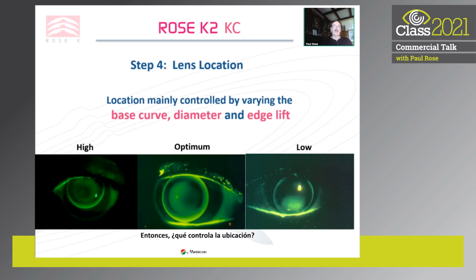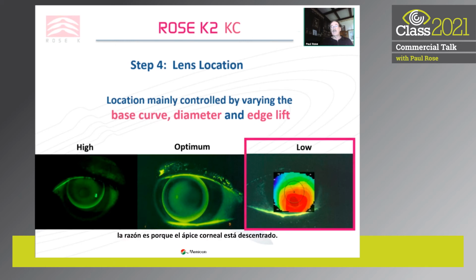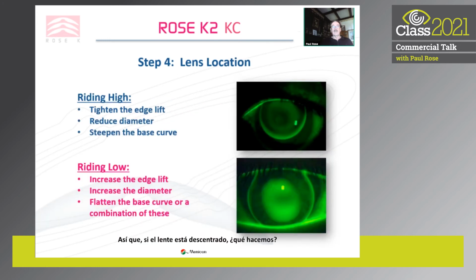What controls location? Three factors control location: base curve, diameter, and edge lift. So often we see with keratoconics the lens descends down, as you see here. The reason why is because the cone apex is descended down. So if the lens is descended down, what do we do? We can increase the edge lift, make it bigger, or flatten the base curve, or any combination of those will assist the lens to ride up.